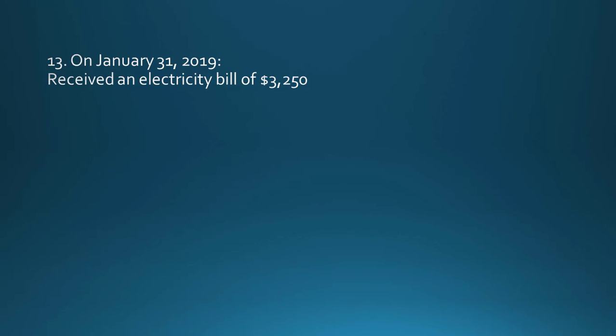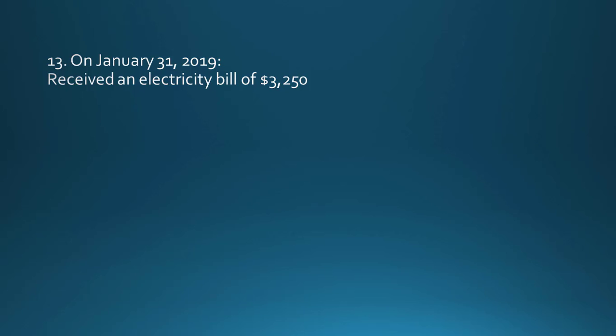On January 31st, 2019, you received an electricity bill of 3,250. So whenever you receive a bill, you have to record it, whether you pay the cash or not. In that particular case, we actually received the bill, but nowhere it states that you paid. So you haven't made the payment yet, but still you have to record it because you received the bill and it becomes a liability for you because you already took the services or consumed the electricity.